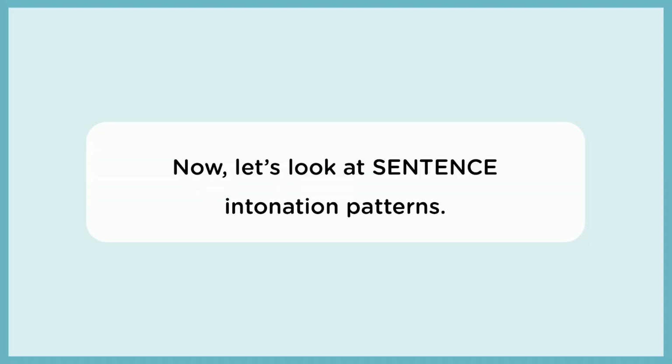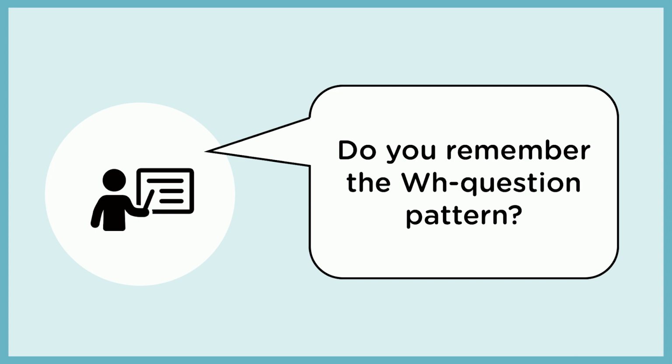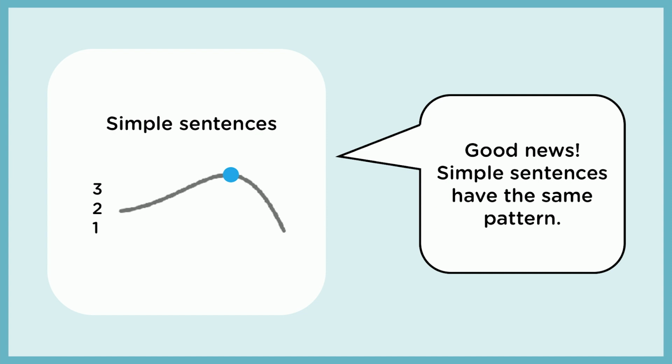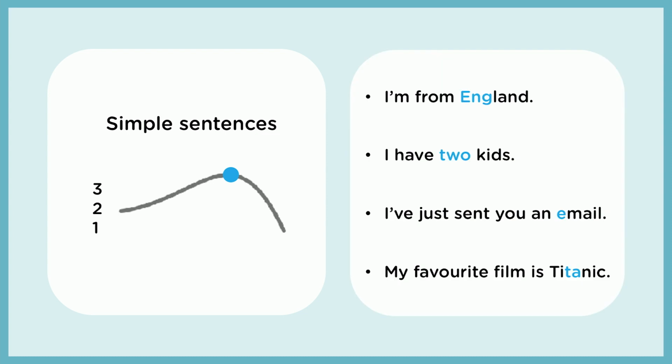Next, we're going to look at sentence intonation patterns. Okay, so, Jay, do you remember the WH question pattern? Of course. Like, what's your name? Beautiful. Well, here it is for reference. The good news is that simple sentences follow exactly the same pattern. So, let's take a look at some examples. I'm from England. I have 2 kids. I've just sent you an email. My favorite film is Titanic.